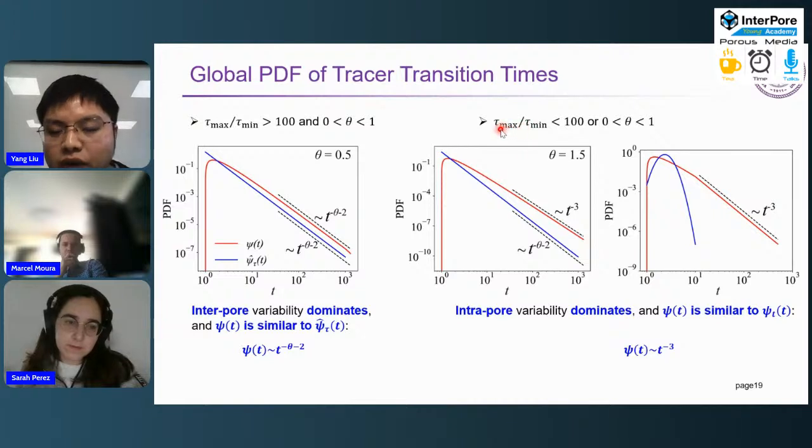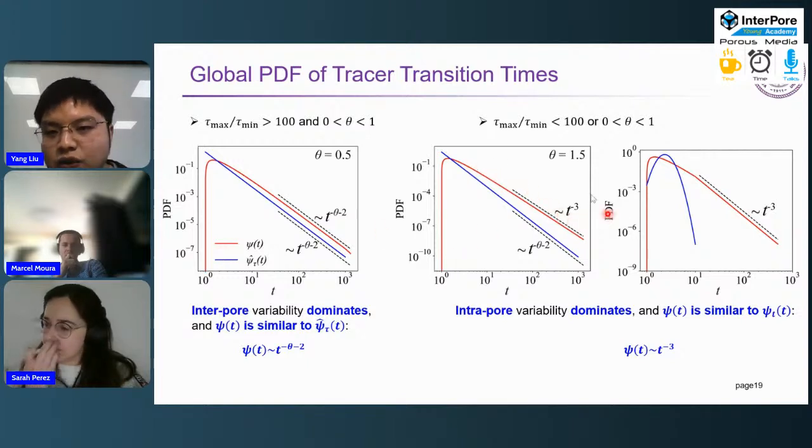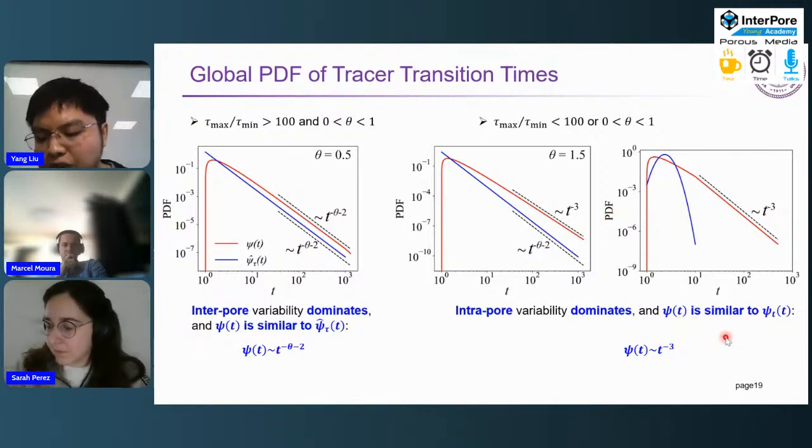While otherwise, when the window of advection time scale is smaller than 100, or with theta larger than 1, we will see that the particle transition time scales as t to the minus 3. So this is more or less similar to the local PDF of particle transition times.